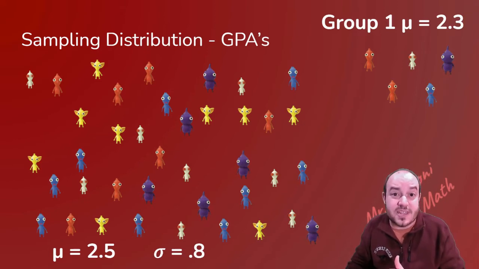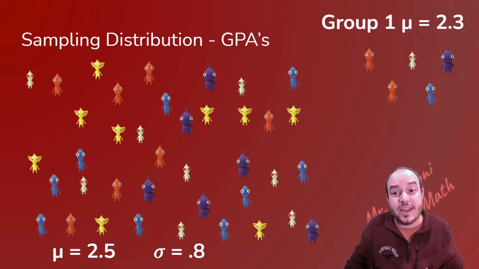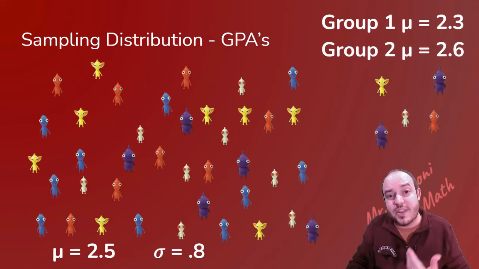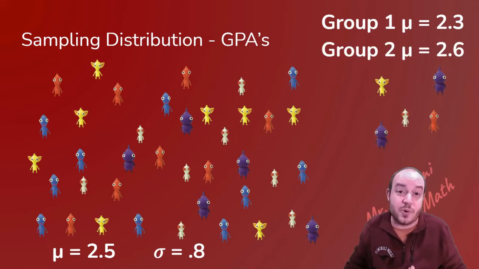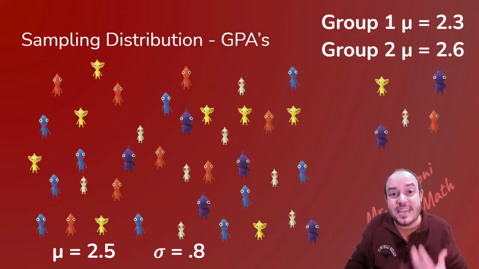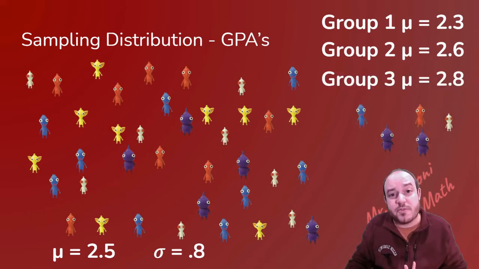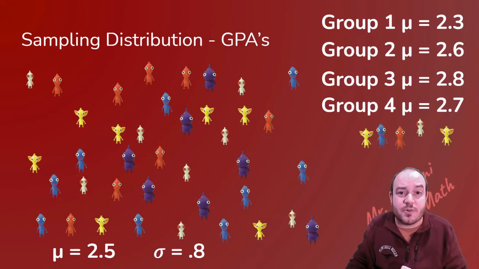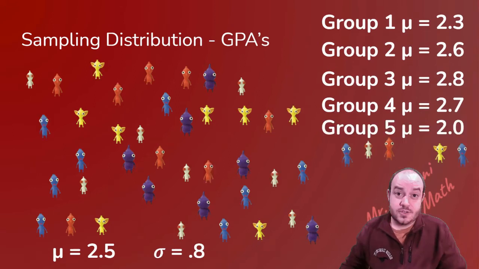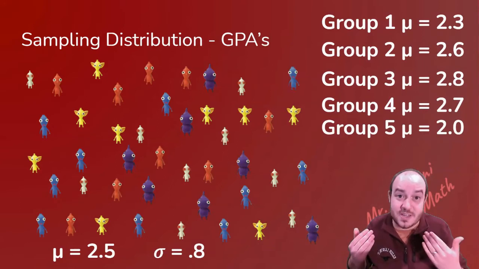So if I return those Larrys back to the group and draw a new group, you can see here that this new group had a mean of 2.6. And I can continue this method of pulling out a third group for 2.8, a fourth group for 2.7, and then a fifth group for 2.0. So once you've recorded those numbers, that's essentially it. That is your sampling distribution.